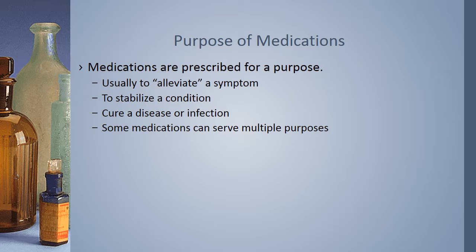Now that we have discussed the classification of medications, let's discuss the purpose. Medications are usually prescribed for the alleviation of a symptom, to stabilize the condition. A good example of that would be blood sugar for a diabetic and the administration of insulin to correct that, or to cure a disease or infection, and some medications can serve multiple or different purposes, as we have discussed in previous slides.